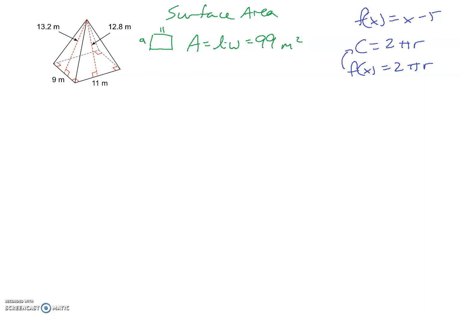Now I'm going to look at one of my sides. I'm going to start with this side on the left-hand side, so I'm just going to draw that. It's 9 on the bottom. I know the height is 13.2, which is perfect because those are the two measurements I need to find the area of a triangle: base times height divided by 2.